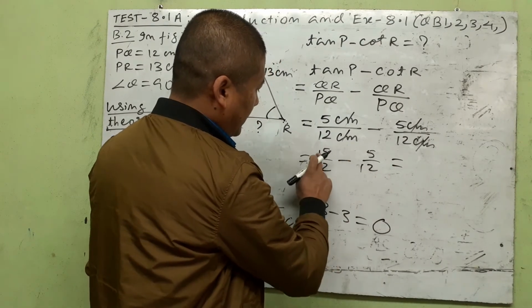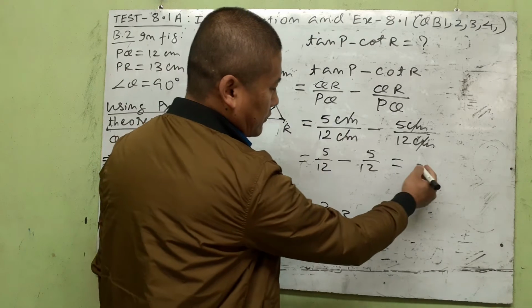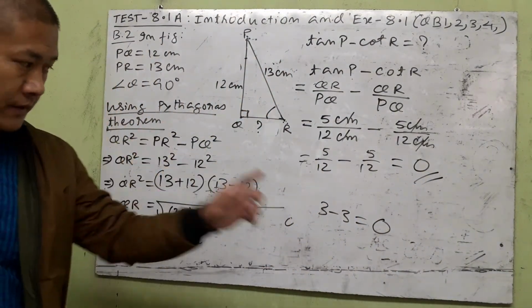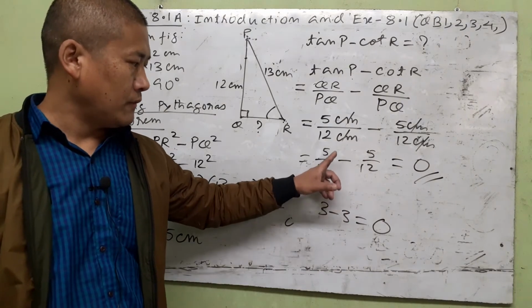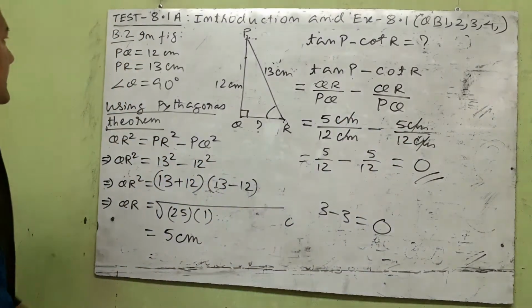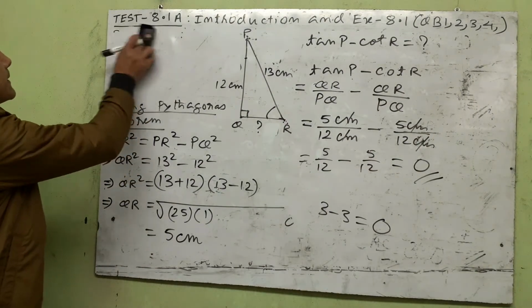5 by 12 minus 5 by 12 also will be 0. No need to solve, right? Just like 3 minus 3 is 0, 5 by 12 minus 5 by 12 is 0. Okay, let's go to the next one, B3.